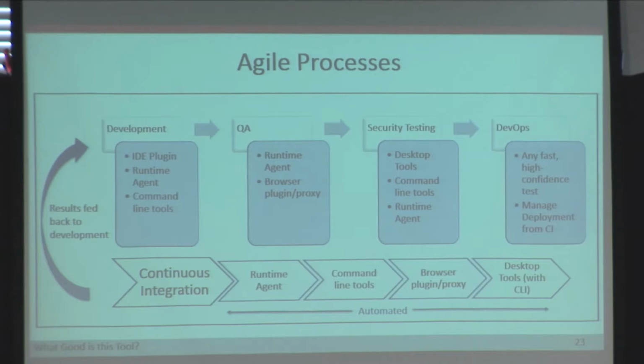So agile processes, same things. You have development, QA, security testing, it's all the same. Then you have DevOps, which is really interesting. There are lots of things you can do with DevOps, and a lot of people have talked about those so far, so I'm not going to go too much into them. But they can also run any high confidence test that's pretty quick, command line tools, anything like that.